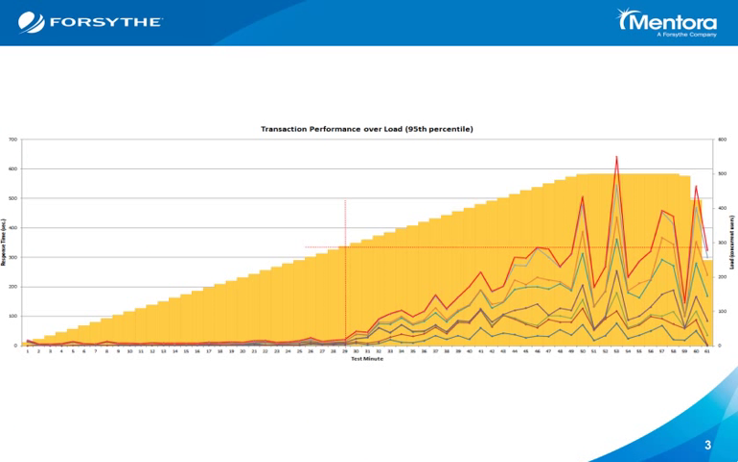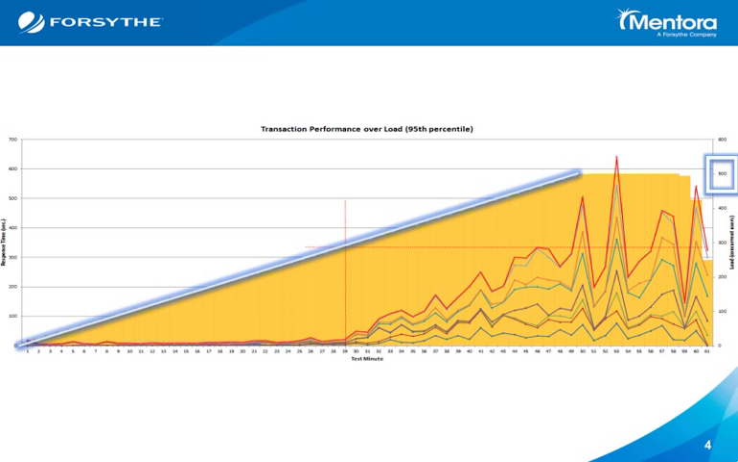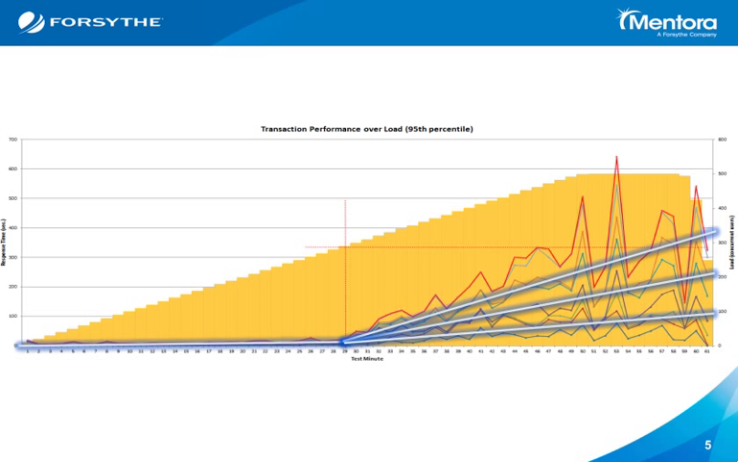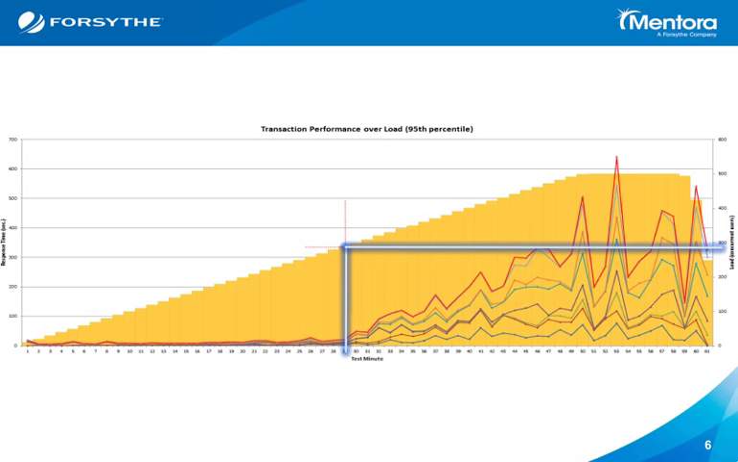This is a graph showing response times during a load test. The yellow steps show the increase in simulated users, which increased steadily through the first 50 minutes of the test to a peak of 500 users. The jagged lines show the response times for several business transactions. The crosshatch shows the point at which response times became unstable.